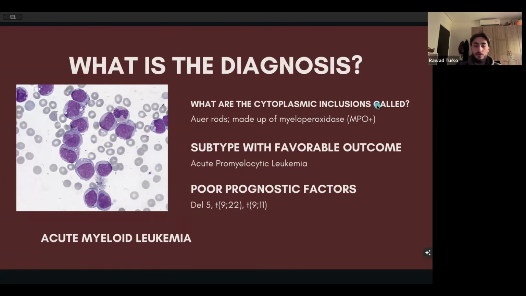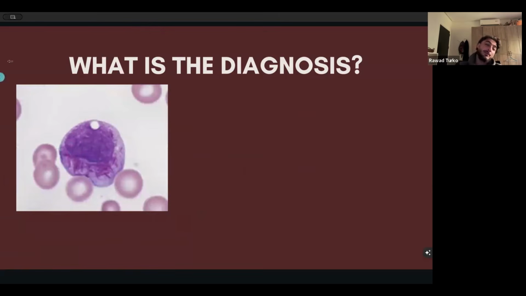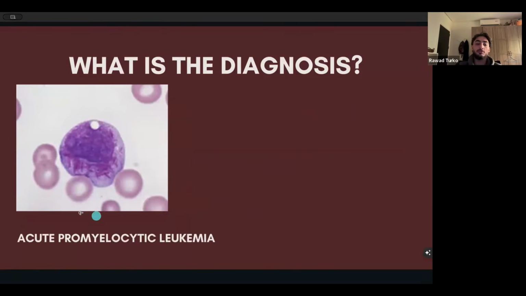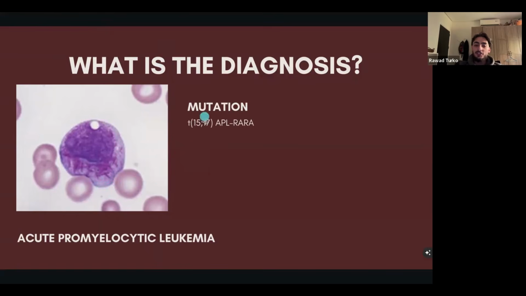Okay. Now, again, we know that this is acute promyelocytic leukemia. What gives it away though? Multiple Auer rods. Perfect. So the Auer rods are very highly associated with APML. The mutation, as our colleague just mentioned, is a translocation of 15;17 that's going to produce this fusion protein, PML-RARA.